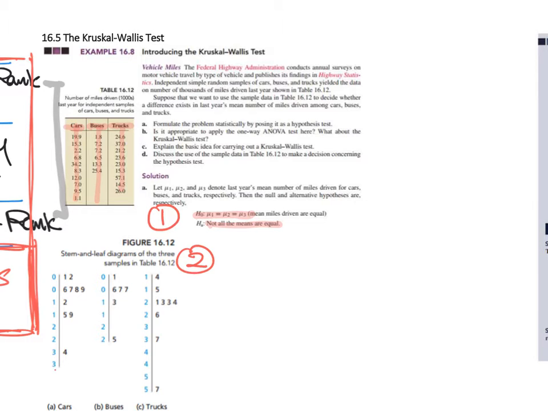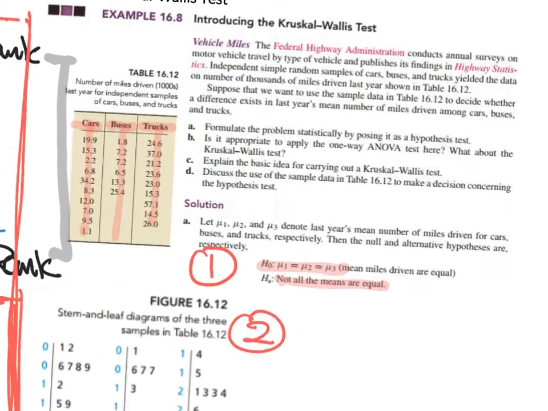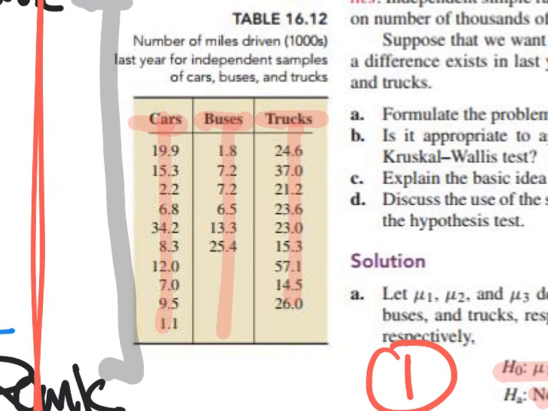Here is the stem and leaf for each group, but let me assign the rank on the raw data in table 16.12. When you look at the number of miles driven, always we assign the rank number one for the least one. So now 1.1 is the least, so it is rank number one, and rank number two is 1.8. And the next one is 2.2. So exactly the same way, we merge them together and assign the ranks.